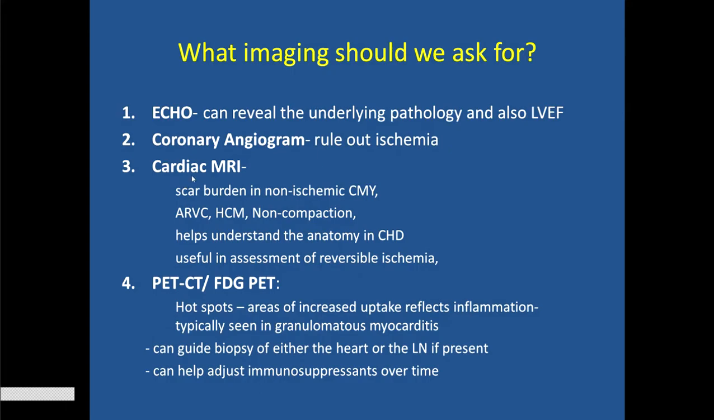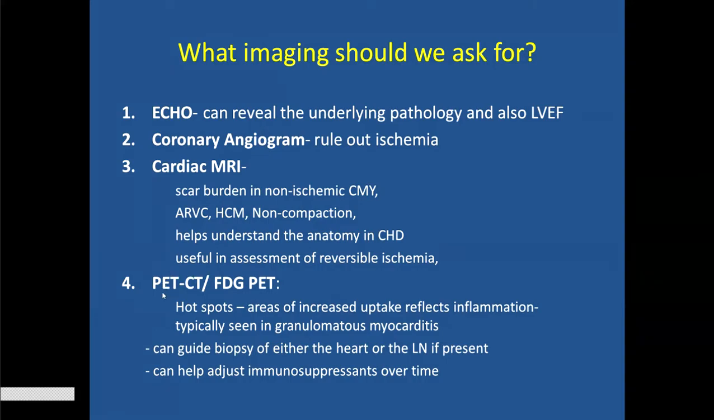And coronary angiogram to rule out ischemia, cardiac MRI. Scar burden will be known, presence of scar and location, like whether it is subendocardial, mid-myocardial or subepicardial, and is it following the coronary territory or not, etc., can be known by MRI. It only needs a very well-trained radiologist to help us with this. And ARVC can be diagnosed, HCM can be, non-compaction is an underdiagnosed cause of VTs, it helps understand the anatomy in congenital heart diseases, and is also useful in reversible ischemia assessment.